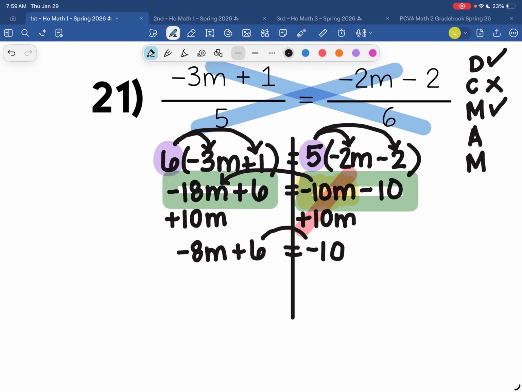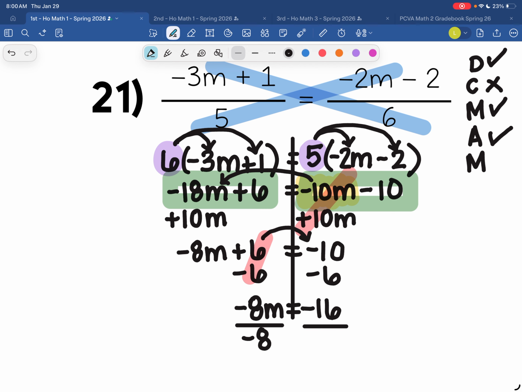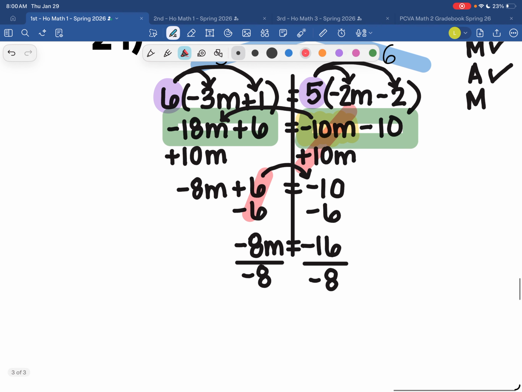All right, so we're going to go back to adding and subtracting. So I'm going to subtract 6. And then once I subtract 6 there, that's going to make me combine negative 10 and negative 6, which is going to be negative 16. And we're going to bring down that negative 8m. And then finally, we're going to do multiply and divide, and we're going to divide by negative 8. So this time we are dividing. So when we divide a negative and a negative, that's going to turn my final answer into a positive 2.